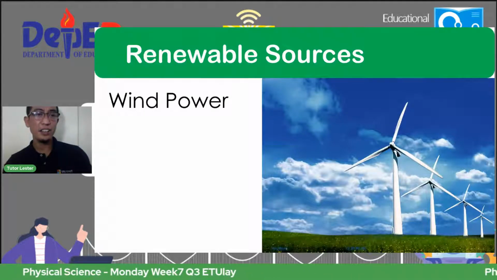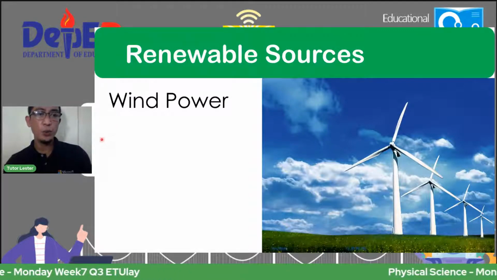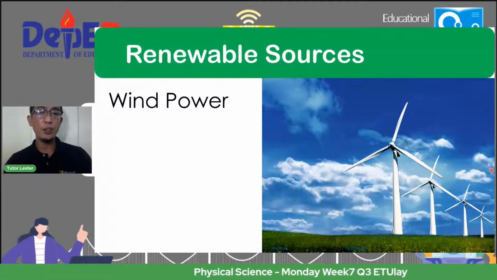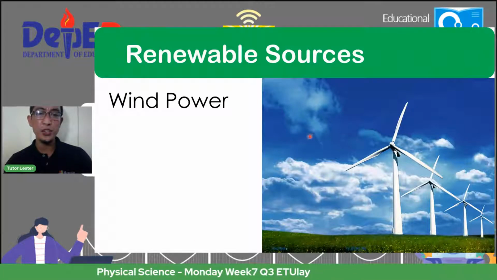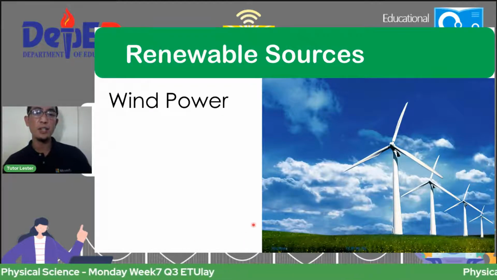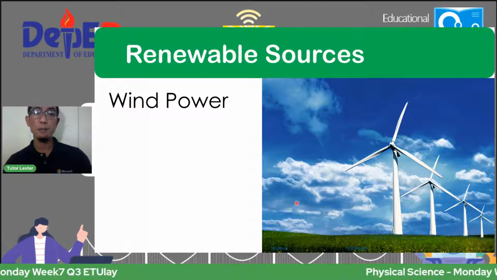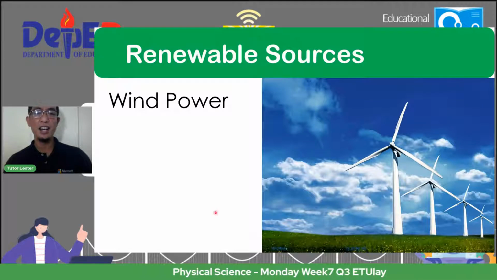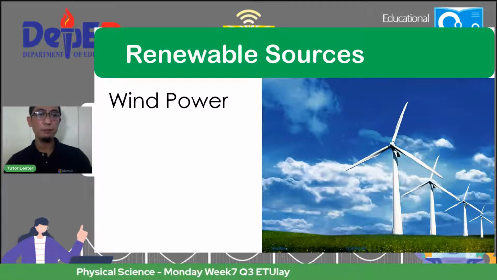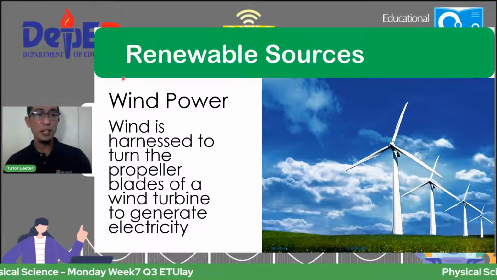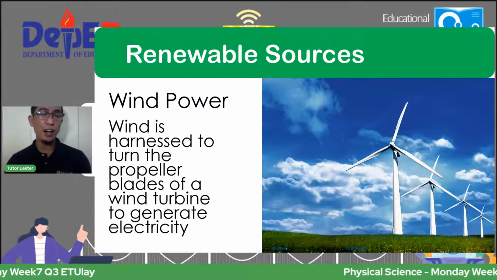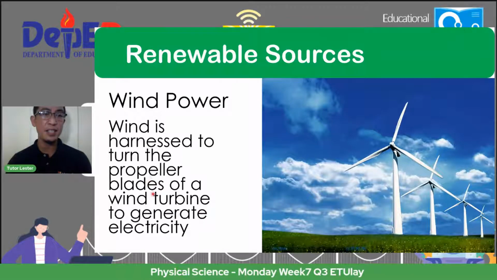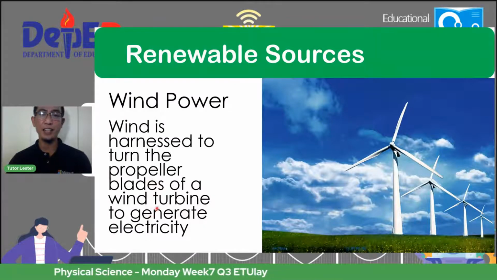Right. Okay. We proceed to wind power. So a wind turbine, gaya na nakikita nyo po sa illustration, this can generate megawatts of power, which depends on the weather condition. Kapag medyo mahangin, it can generate lots of power. So wind turbines harness the power of the wind, which turns the propeller blades in order to generate electricity.